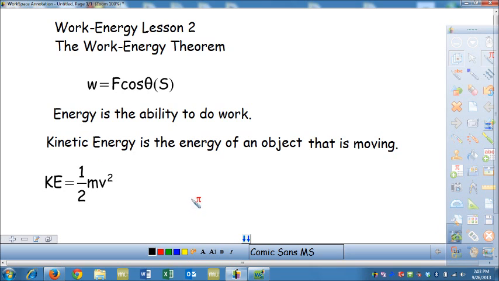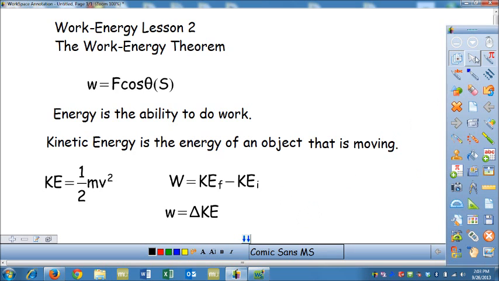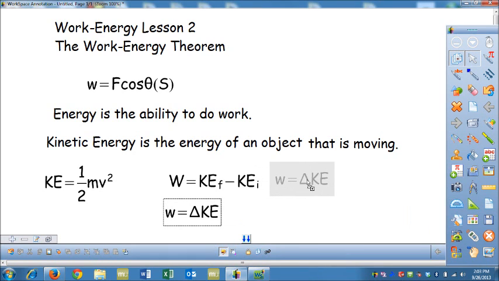Well, okay, so it turns out that the work done, or I should say the net work, the sum of the work done, is equal to the change in kinetic energy. So we could say that work equals kinetic energy final minus kinetic energy initial, right? Or work equals delta kinetic energy. So that's basically what this section is about.